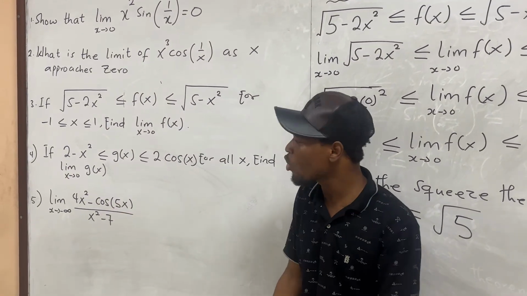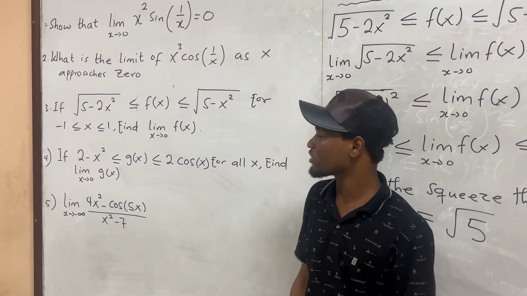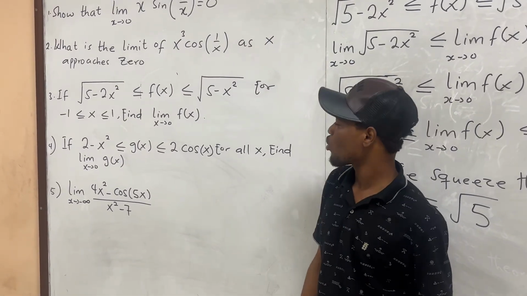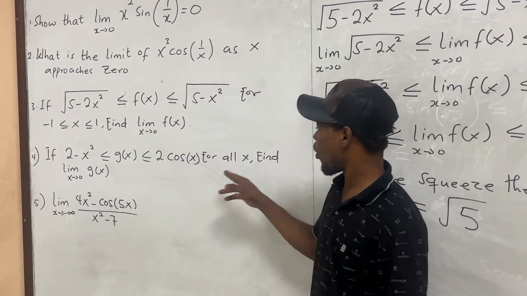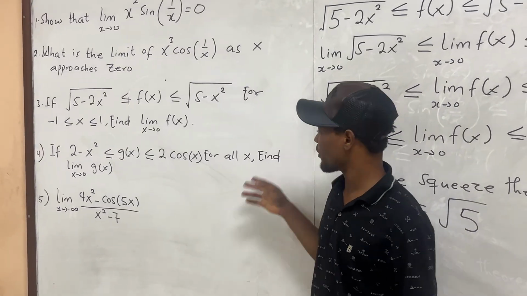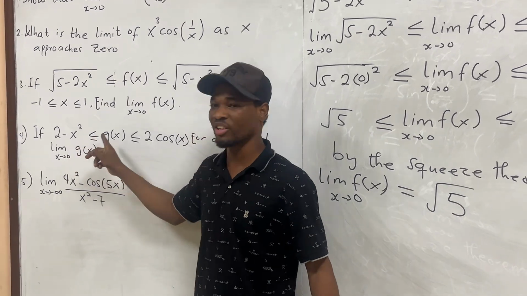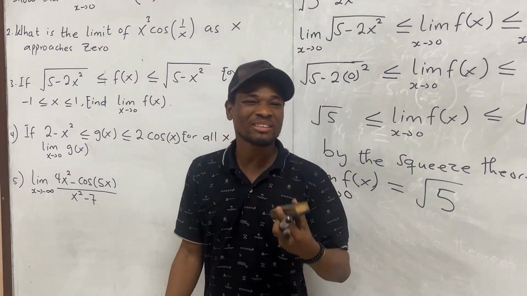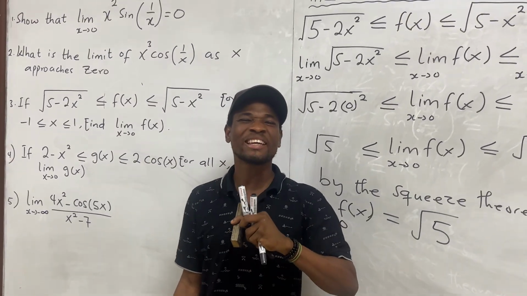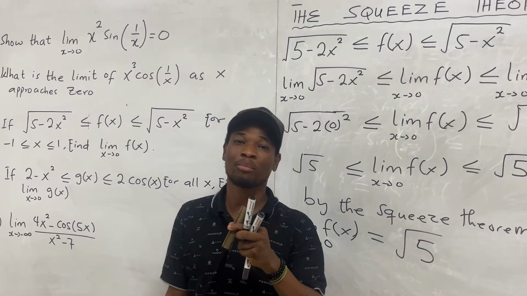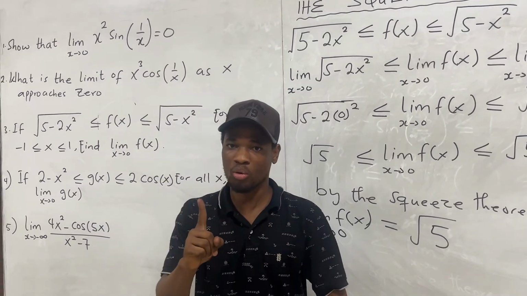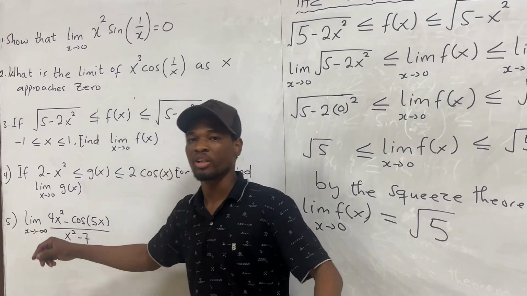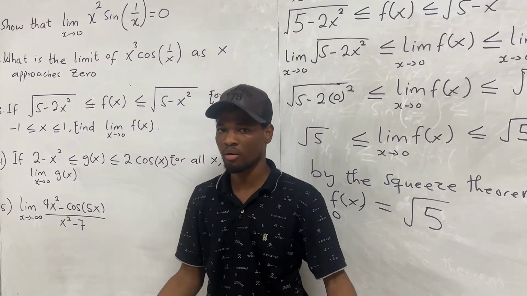If the expression 2 minus x squared is less than or equal to g of x, less than or equal to 2 multiplying cos of x, for all values of x, find the limit of g of x as x approaches 0. Someone will be asking, sir, is it always the case where x will approach 0? Not at all. Even this last question, what do we have here? We have negative infinity. It will be what? Positive infinity. Alright? Good.